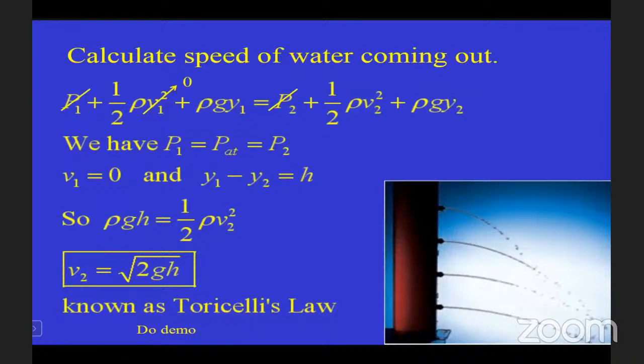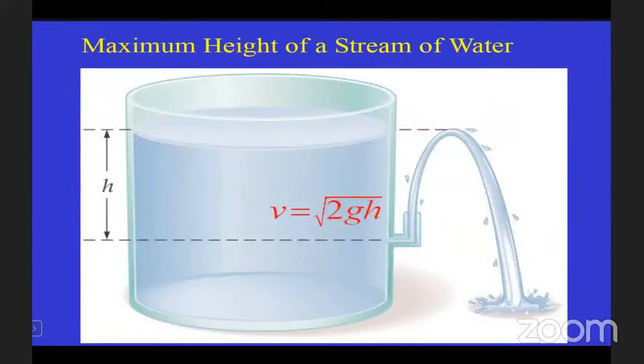So P1 plus 1 by 2 rho V1 square plus rho G Y1 equals P2 plus 1 by 2 rho V2 square plus rho G Y2. We have P1 pressure equal to the outgoing pressure P2. Both are equal, and velocity V1 equals 0 and Y1 minus Y2 equals H, the height. So rho GH equals 1 by 2 rho V2 square, that is V2 equals under root of 2GH, known as Torricelli's law. So here V equals under root of 2GH, the maximum height of the stream of water.